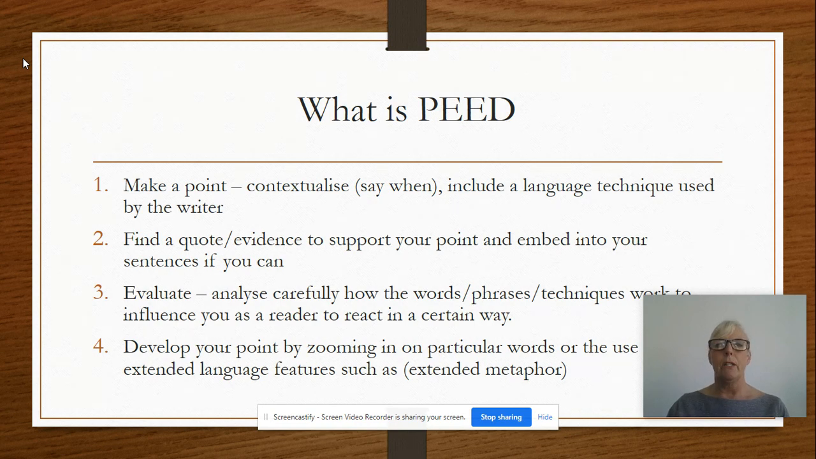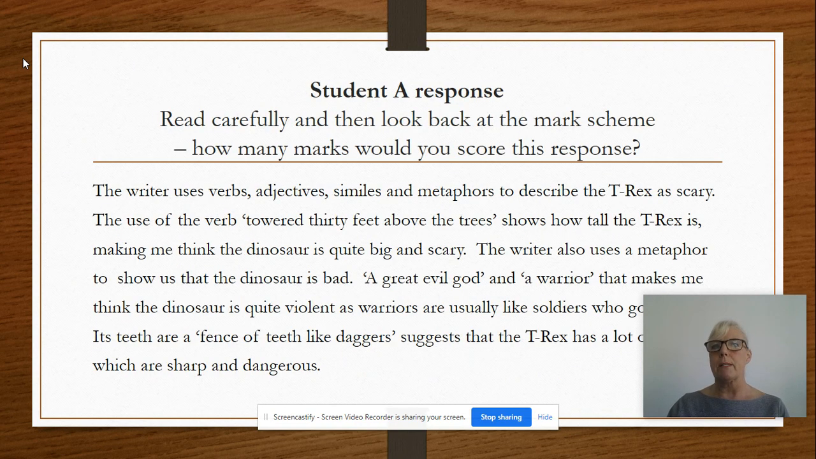Okay, so let's have a look now at student A response. We're going to have a look at 2 students' responses. I want you to read this carefully and then look back at the mark scheme. How many marks would you score this response? So if you go back on the slides, you'll see the mark scheme that we went through. Okay, and I'm just going to read it for you.